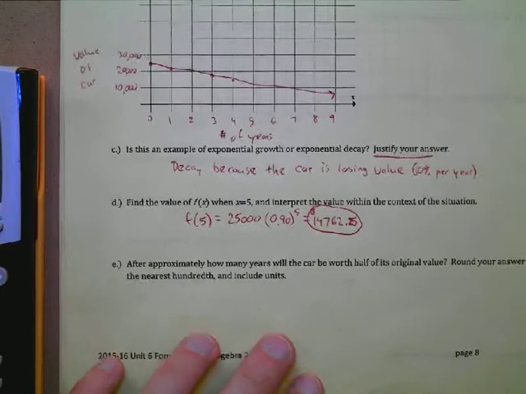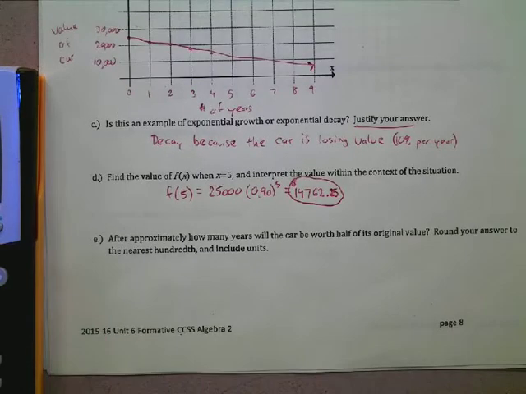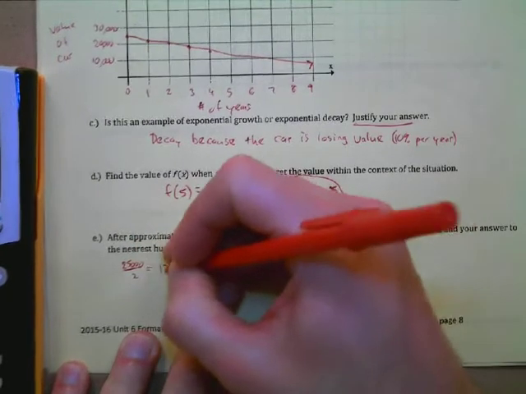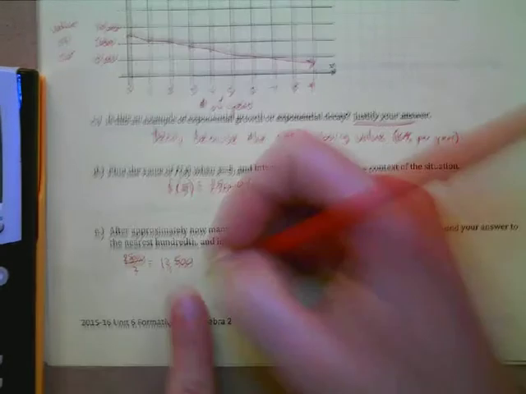Okay. All right, last one, letter E. After approximately how many years will the car be worth half of its original value? So let's see here. Well, what is half of its original value? We've got to do 25,000 divided by 2. So 12,500. There are a couple of ways you could go about doing this.